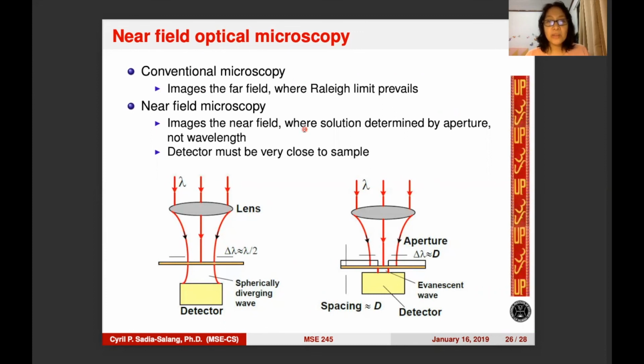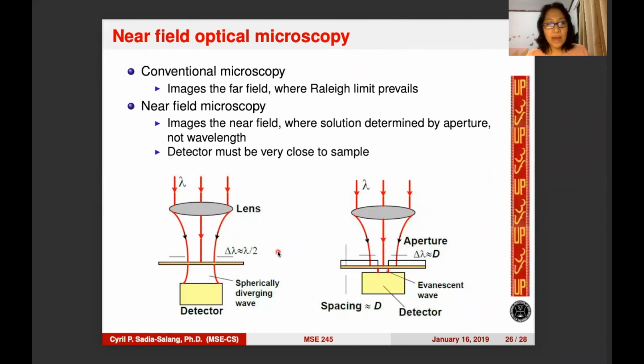However, there has been improvement, such as what is offered by near-field microscopy. Near-field microscopy images the near field. The resolution is determined by the aperture, not the wavelength. Let's look at the following schematic to understand those concepts better.